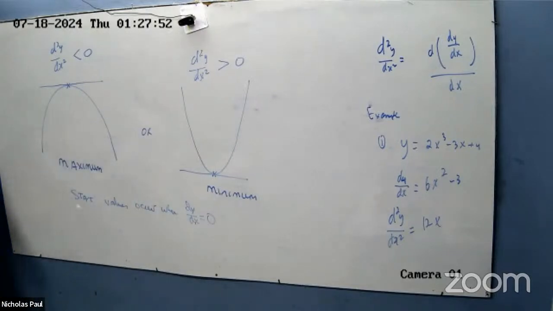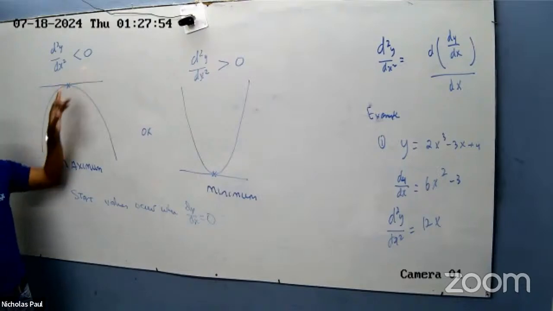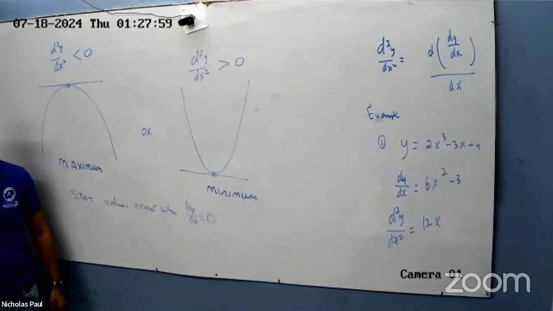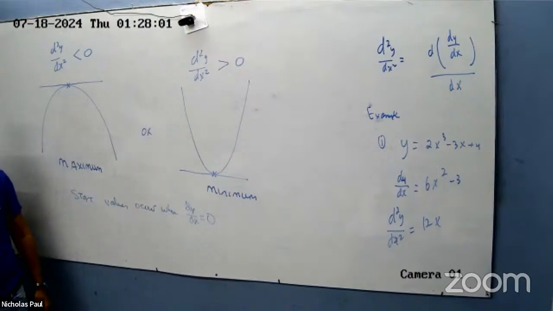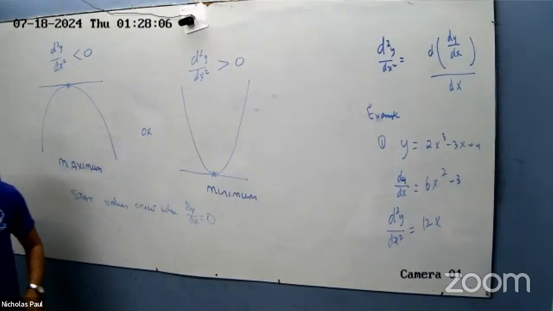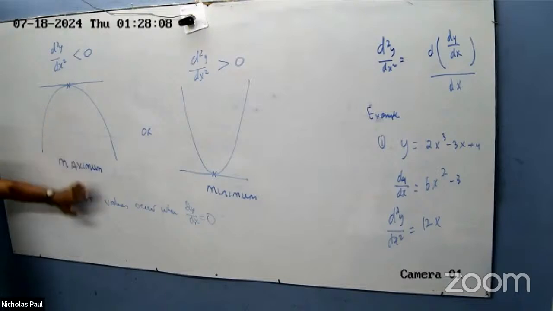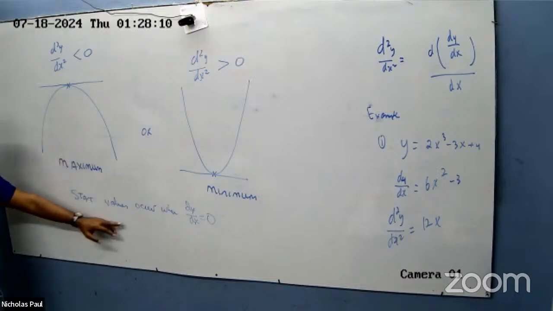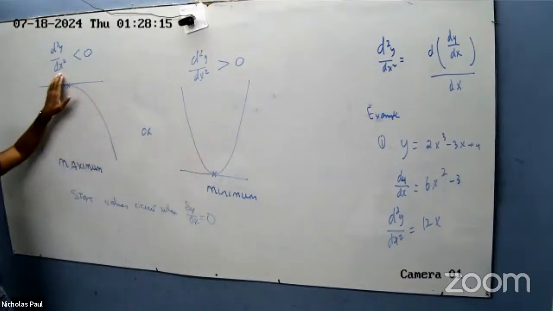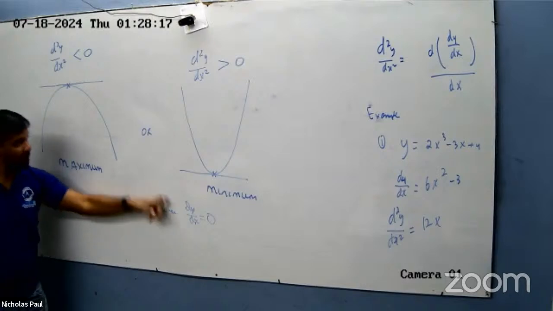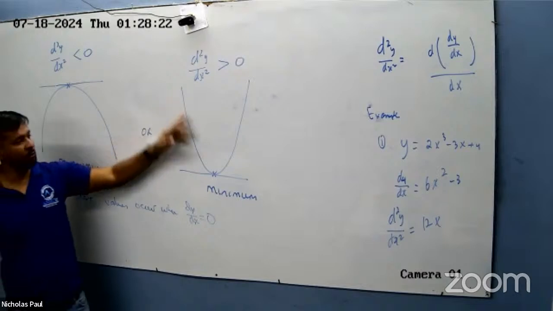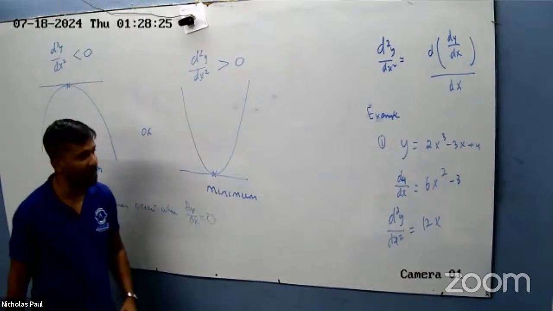That's okay? That's what you're looking for. Second differential less than 0, you have a max. Second differential more than 0, you have a min. So after you find your stationary points, after you find dy/dx, for you to know if it's max or min, you have to differentiate again and take the value from here. If it's less than 0, maximum. More than 0, min. I'm going to show you an example now.